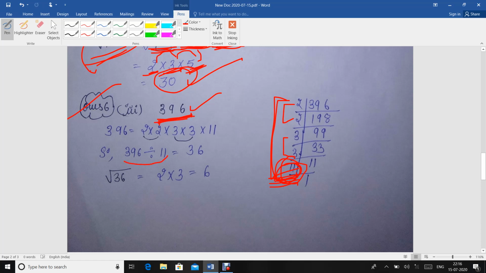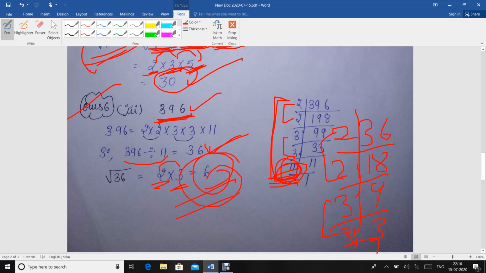After dividing 396 by 11, we got 36. Now we have to find the square root of 36. See, you can do the prime factorization of this 36. 2 18's are 36, 2 9's are 18, 3 3's are 9 and 3 3's are 1. Here is a 2, and this 3 is making a pair, so here is 3. 2 multiplied by 3 is 6. So 6 is the square root of 36.